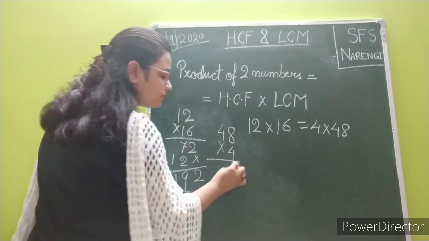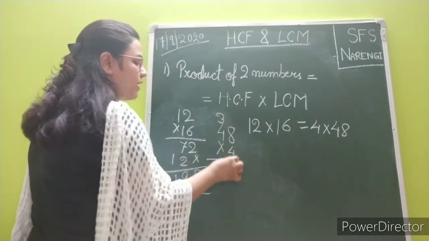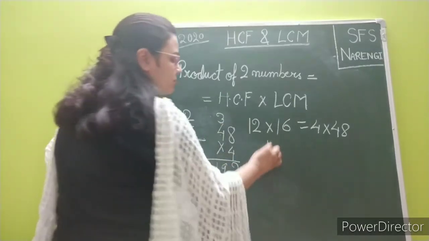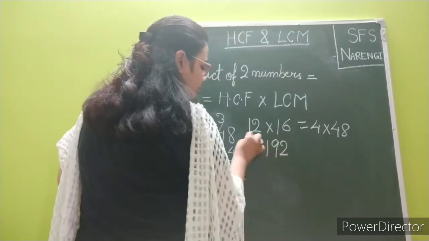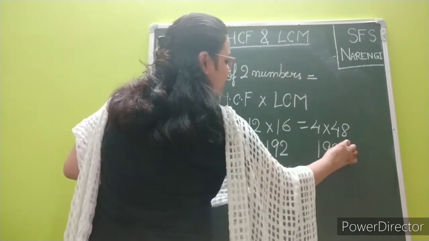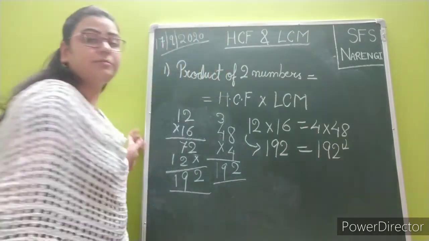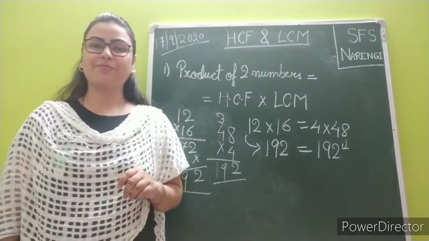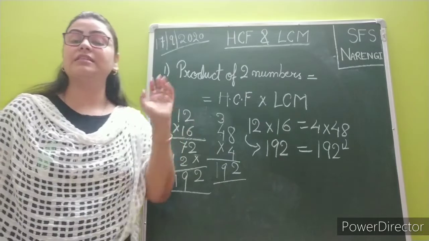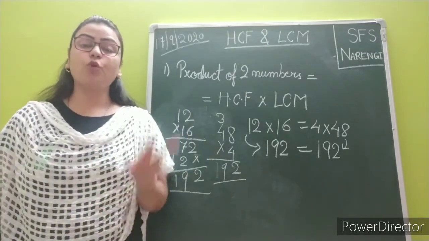4 eights are 32, 3 carry, 4 fours are 16, 17, 18, 19. This one also we have what? 192. Are they both equal? Yes, they are equal. So children, I hope this formula, this rule is very, very clear to you.